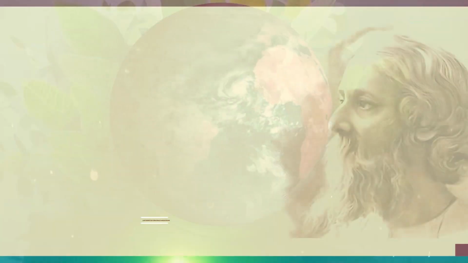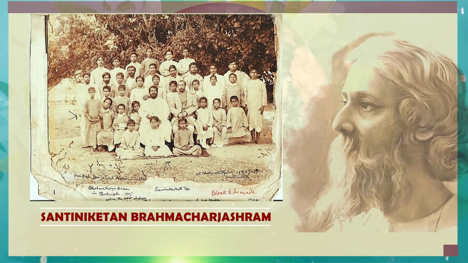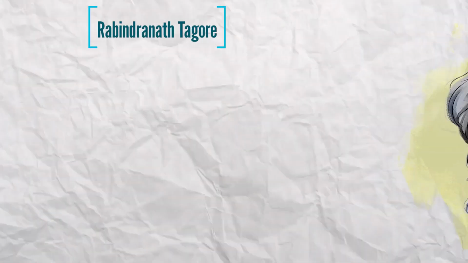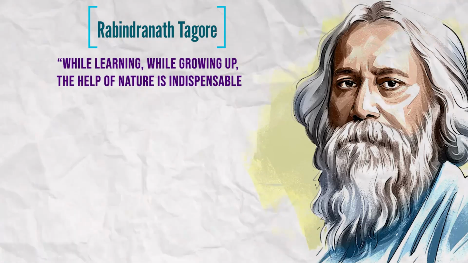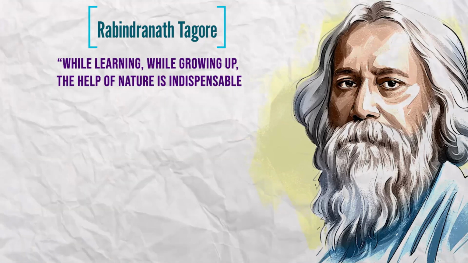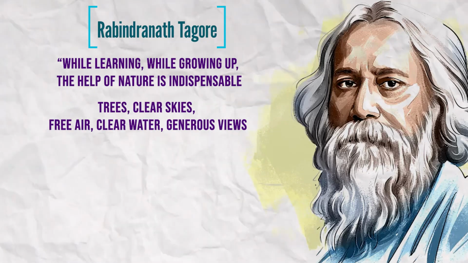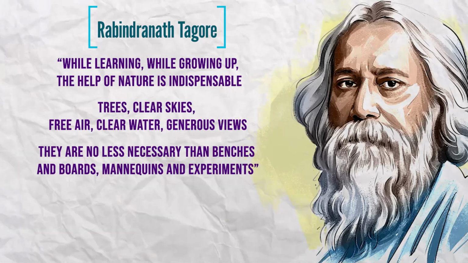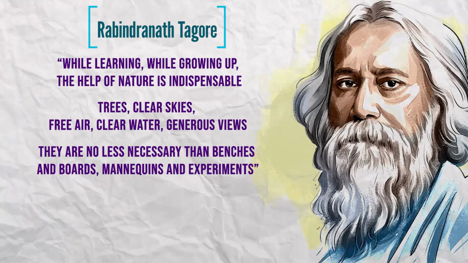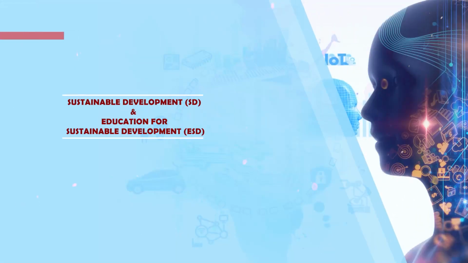Thus, we can realize how much he was influenced by our old Vedic or Upanishadic concept when we see that his dream educational project is named Shantiniketan Brahmacharya. In his famous article on education, Rabindranath Tagore wrote, while growing up, the help of nature is indispensable. Trees, clear skies, free air, clear water, generous views, they are no less necessary than benches and boards, mannequins and experiments.